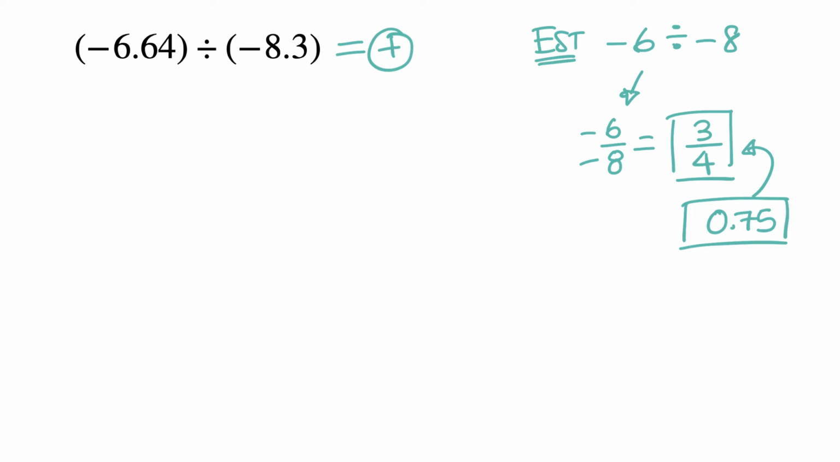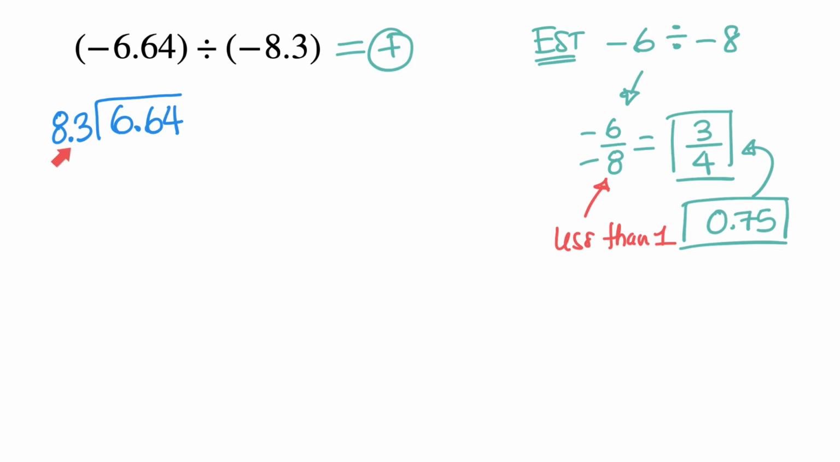And another thing to just generalize our estimate, since I have 6 over 8 and this is a proper fraction, I know that my answer will be less than 1. So now that I know my estimate, I can go ahead and do my long division. So when I would set this problem up, I would have 6.64 on the outside, and on the inside I would have 8.3.